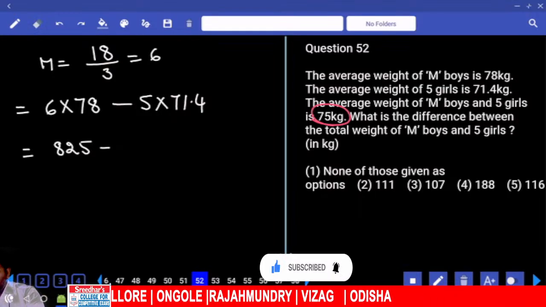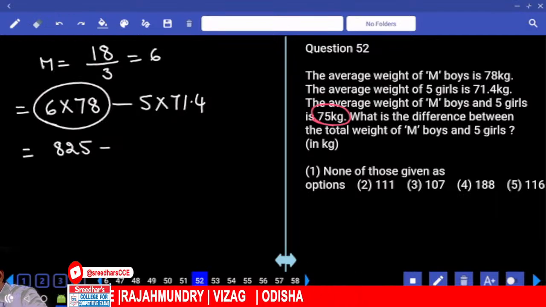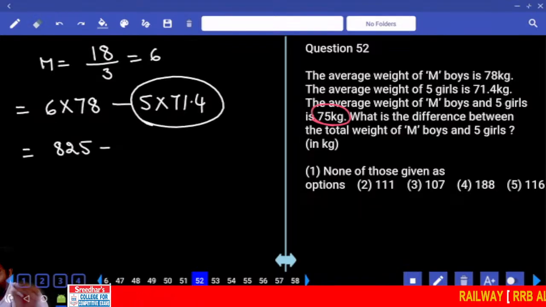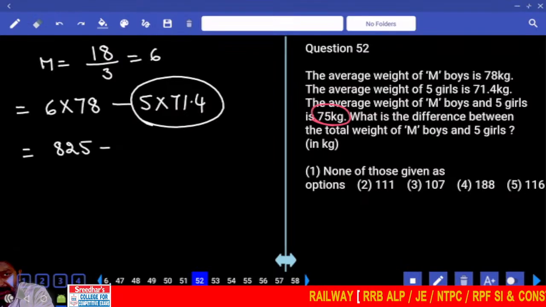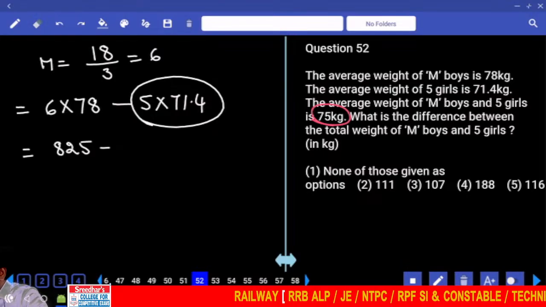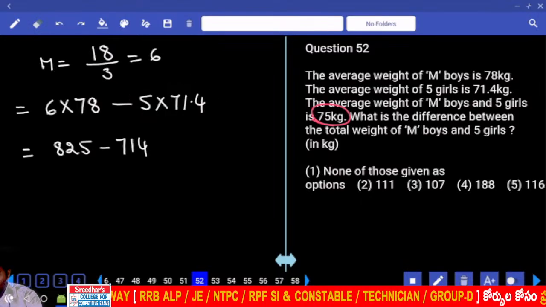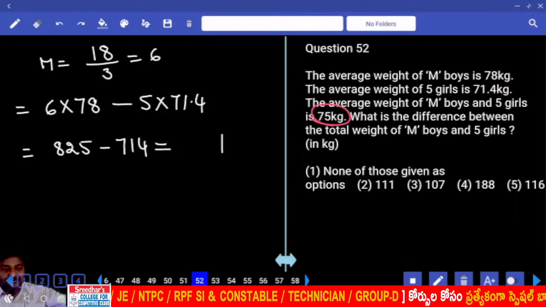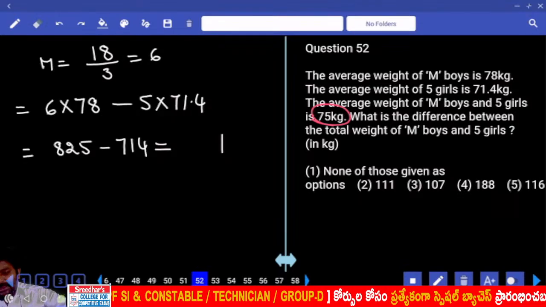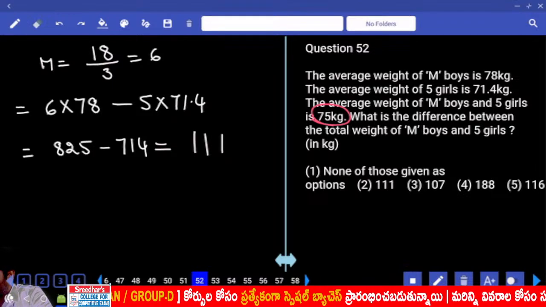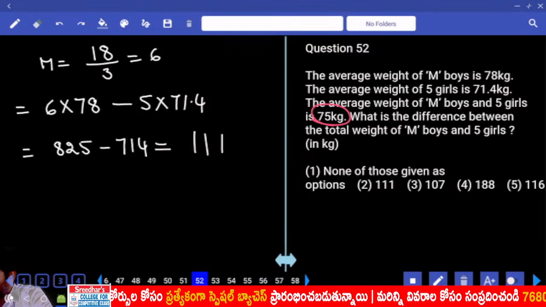Correct? Calculate M, then we have to multiply by 2. That will be 12 times of 78. I don't like that one because there is no round figure. If I take 2 times the female, that is so simple. Female total is 5 times 71.4, 2 times of it is 10 into 71.4. That will be 714, ends with 1. None of the options end like that, so we have to calculate. That will be 111. Clear?